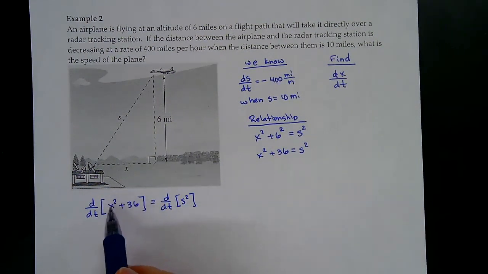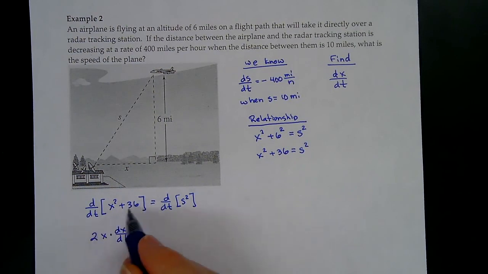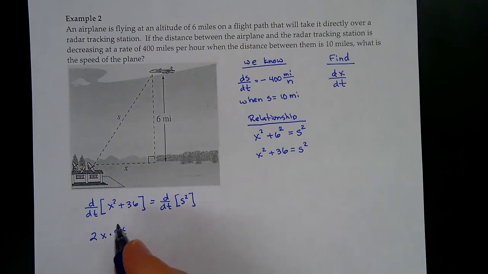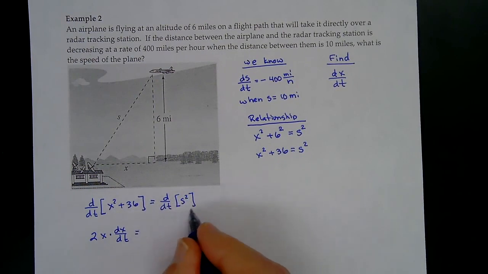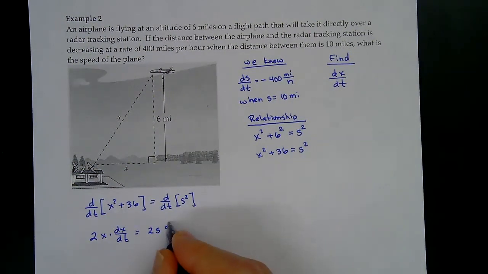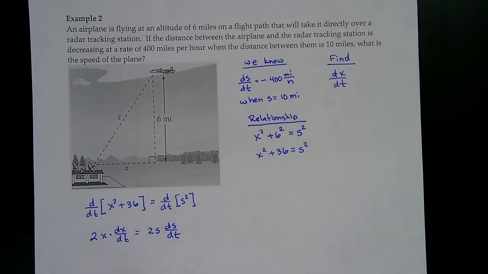Okay, so the derivative of this would be 2x. So power down, so 2 times x, subtract 1 from power, take the derivative of the inside with respect to time, so that'd be times dx over dt. And then we're going to take the derivative with respect to time of a constant. Well, that's just going to be 0. So we're left with 2x times dx over dt equals, same type of thing is going to happen over here, it's going to be 2s ds over dt.